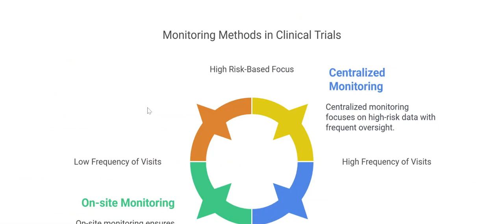And here is a nice diagram that summarizes the monitoring methods in clinical trials. As we have here the high risk-based focus and here the low risk-based focus, low frequency of sites and high frequency of sites. And we have centralized monitoring positioned here, as centralized monitoring focuses on high risk data with frequent oversight, while here the on-site monitoring ensures compliance through direct and frequent visits.